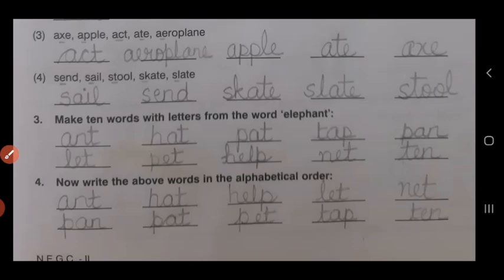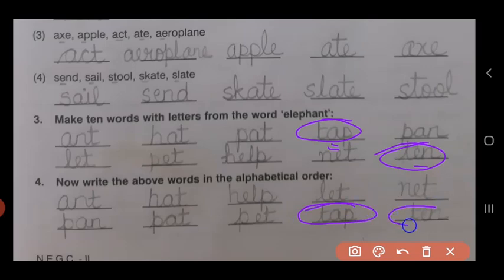After P comes Q, R, S, T. I have words with T. Tap and ten. Since both are starting with T, let me look at the second letters. For tap it is A and for ten it is E. So that means first word will be tap and last will be ten.